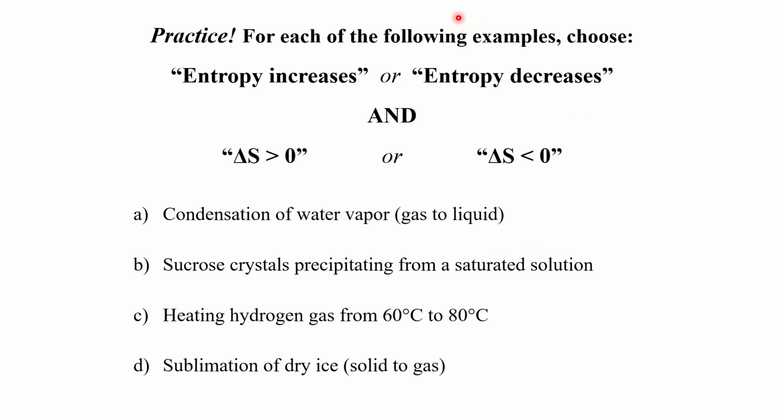Let's try a couple more. For each of the following examples, choose whether entropy increases or entropy decreases, and whether delta S is greater than 0 or delta S is less than 0. So again, please pause the video and give these 4 problems a try.